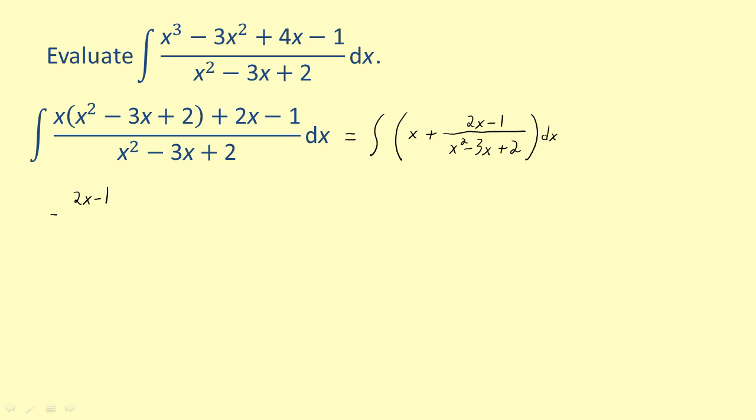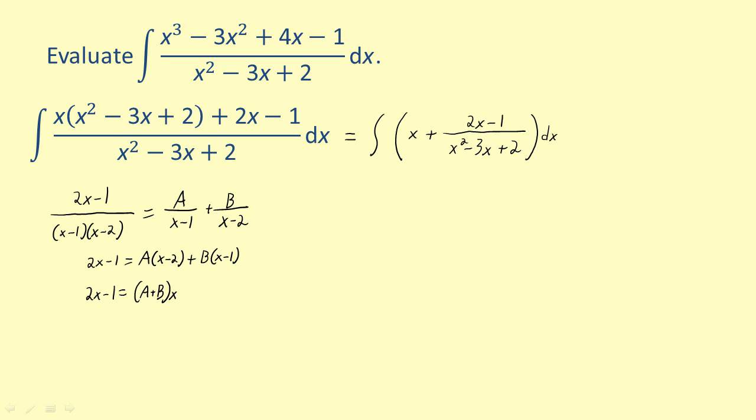First, we'll factor the denominator, and then we'll set the expression equal to the sum of A over one factor and B over the other factor. Next, we clear the equation of fractions by multiplying both sides of the equation by the common denominator. Now we multiply on the right side and group the coefficients of x and the constants. In order for these two expressions to be equal, we must have A plus B equal to 2, and negative 2A minus B equal to negative 1.